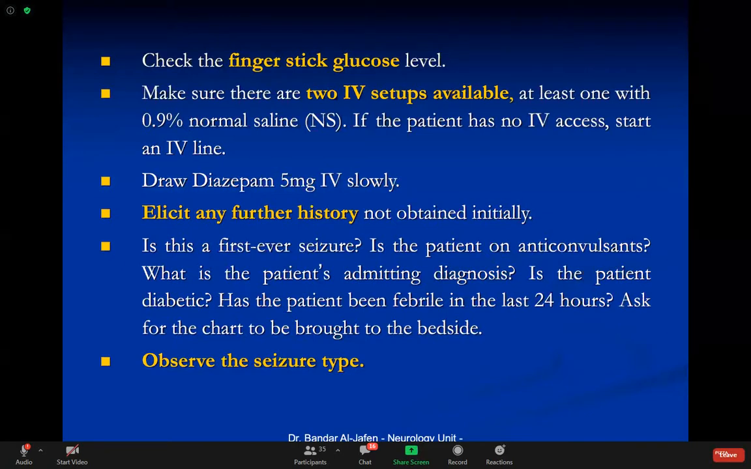All right. If the patient is febrile in the last 24 hours, you want to know if there is a fever, because you would want to look for meningitis or even start IV antibiotics in this case. All right. So this is your first approach. We're going to come to the next step.